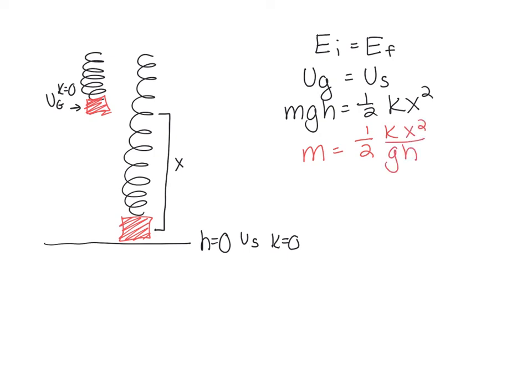Now when you initially look at this, you may say, aren't x and h the same thing? They're not. Remember, x is actually the stretch of the spring, and my height is my distance from the start to the end. These are not necessarily the same, but they are often very close.